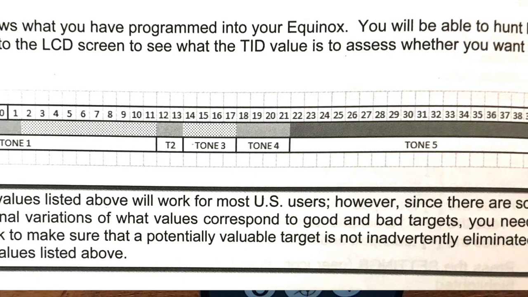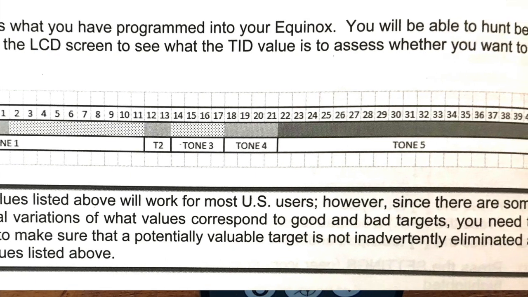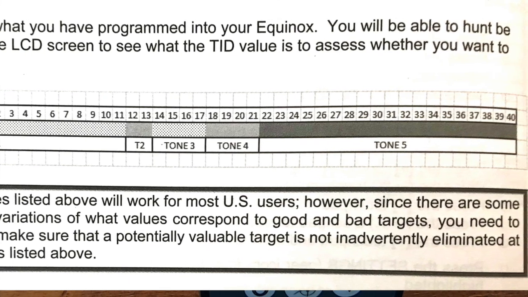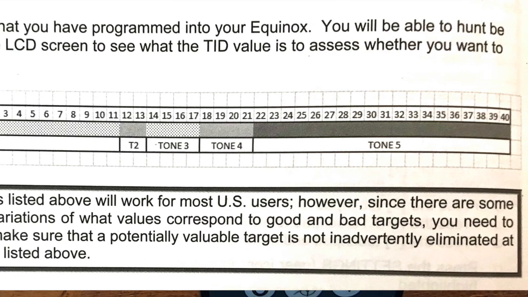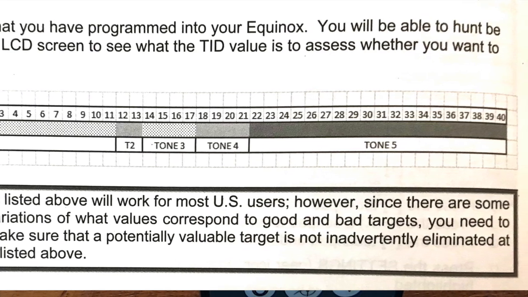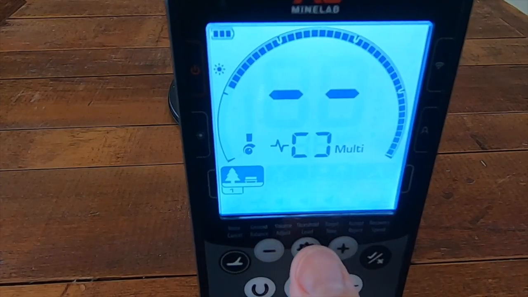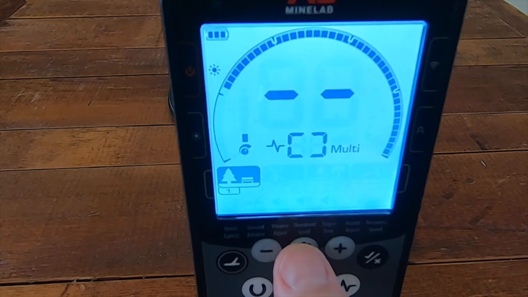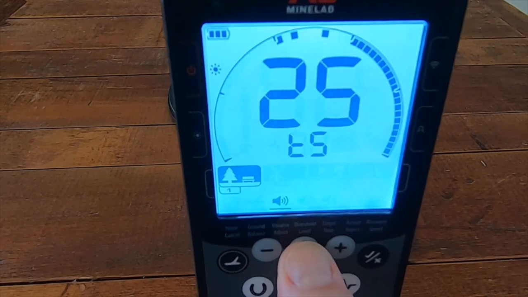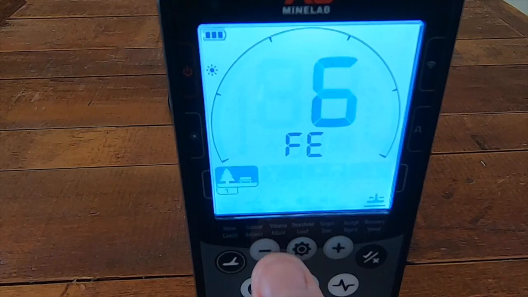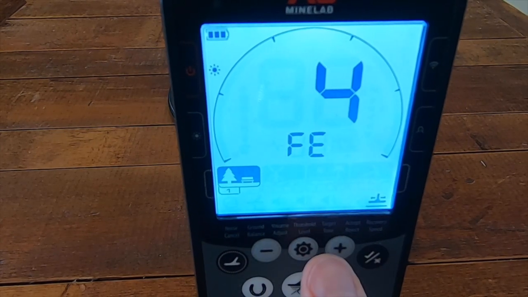And then lastly, tone five. We've set this up for copper pennies, clad, silver coins, maybe a larger aluminum trash, and that tone will equal 25. Now on top of this, what I'm also going to test here, number one, is I'm going to go to my iron bias setting here. I'm going to go into the advanced mode. That is the iron bias setting. I'm actually going to set this at 4.